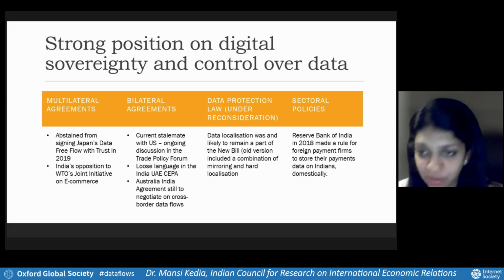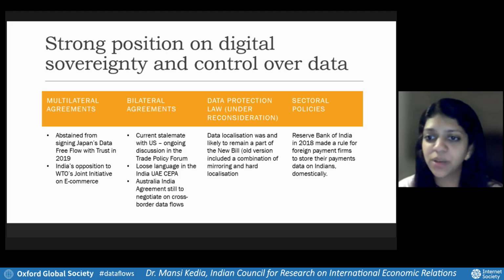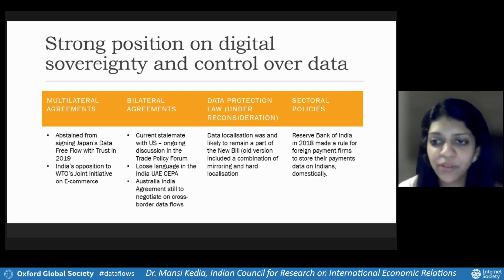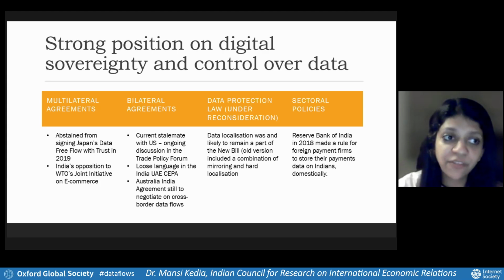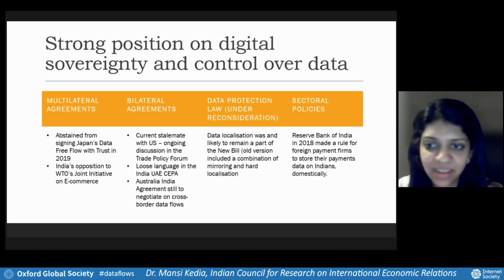On the bilateral agreements, however, there seems to be a slight loosening of that stance, and there is at least some discussion on wanting to cooperate and wanting to allow free flow of data. However, there isn't a very firm documentation or firm wording in any existing agreement that would put binding restrictions on Indian companies to allow free flow of data. So on the US, we don't really have anything. It's sort of a stalemate.